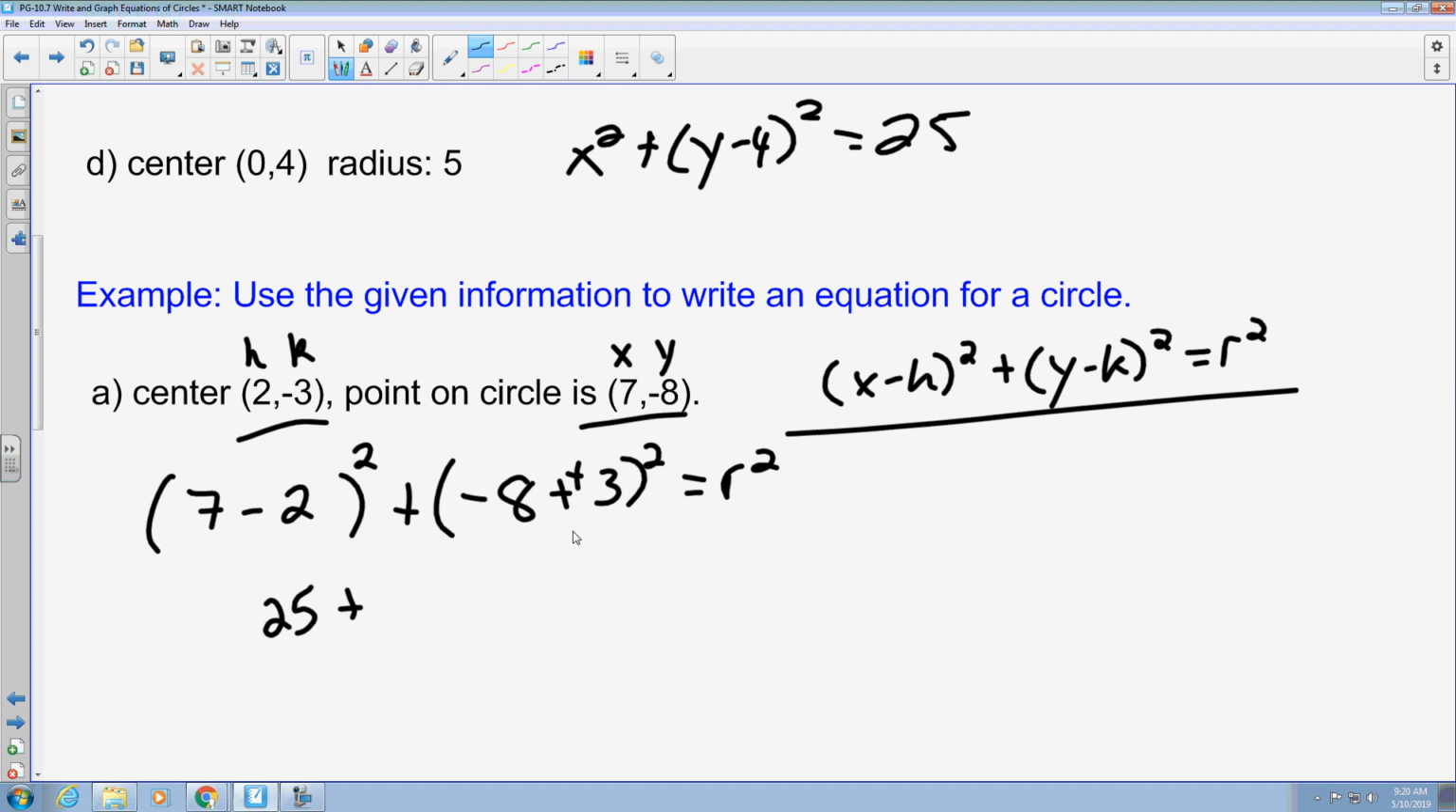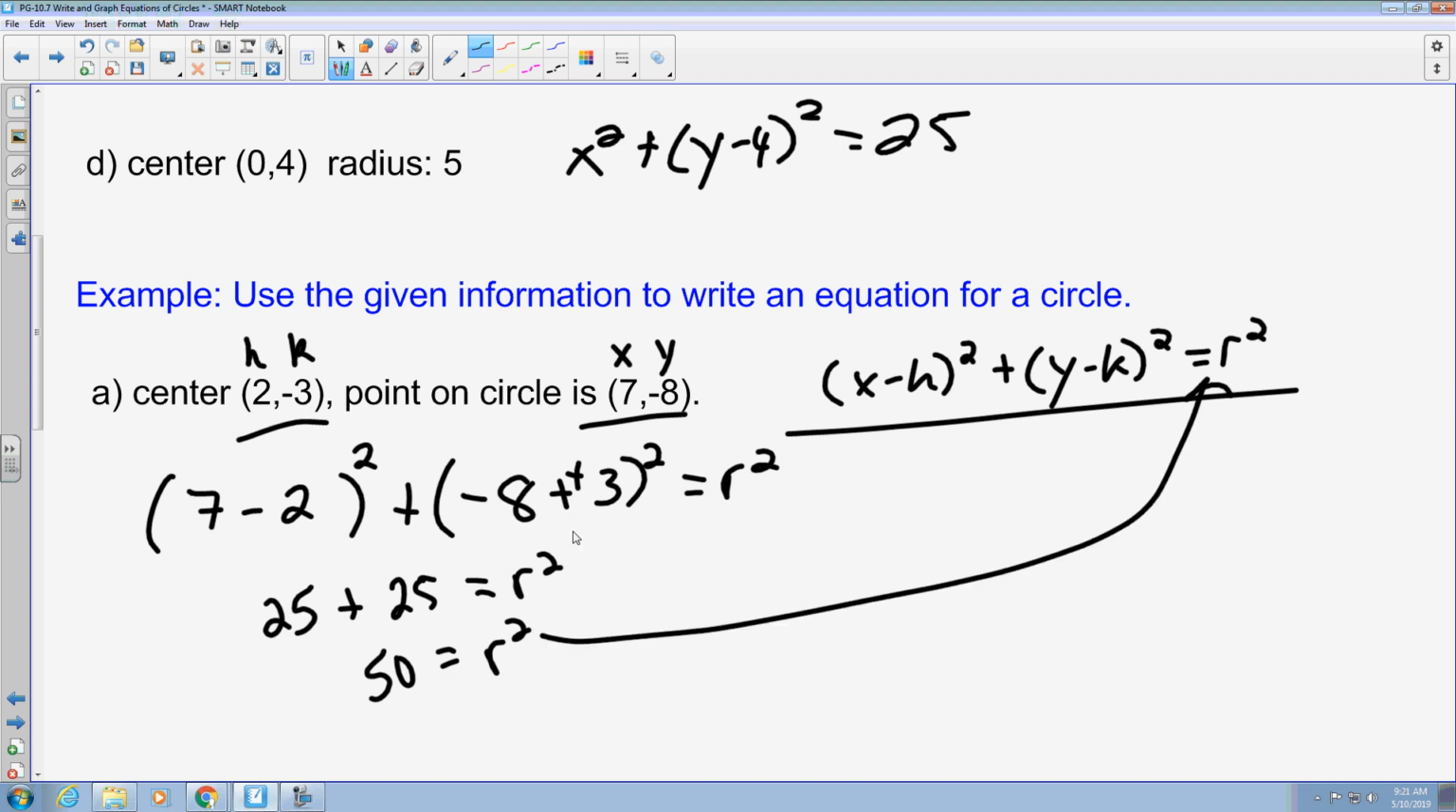Plus negative 8 plus 3 is negative 5. Squaring that, we get 25. So now I got 25 here, which equals r squared. 25 plus 25 is 50. So we don't necessarily need to find the radius. We just need to find the radius squared because we're asked to find the equation.